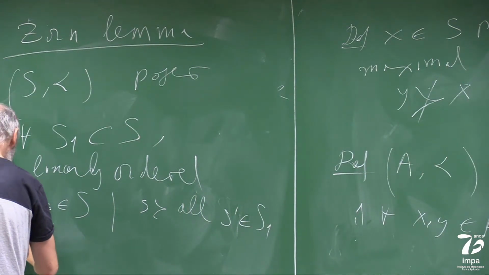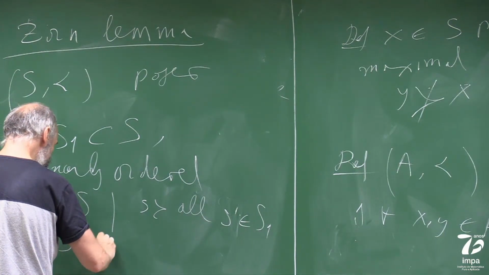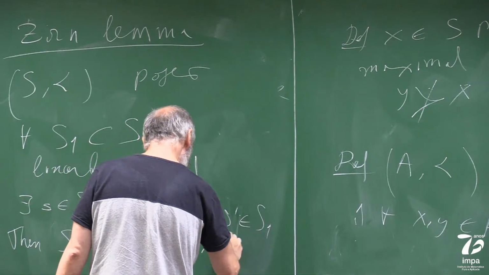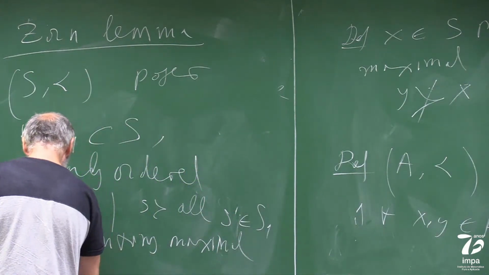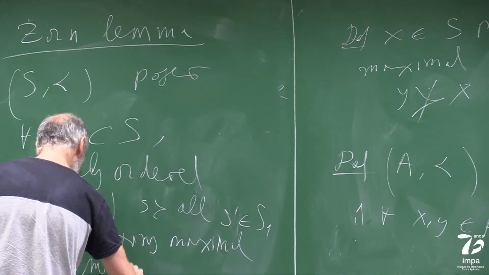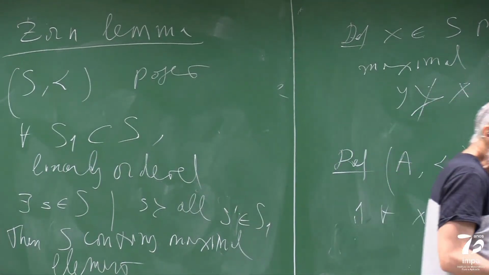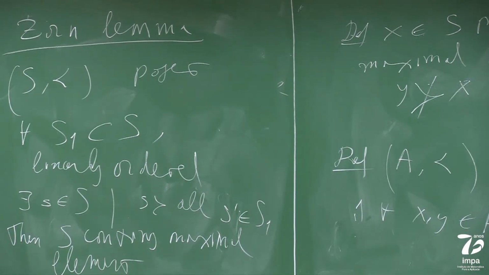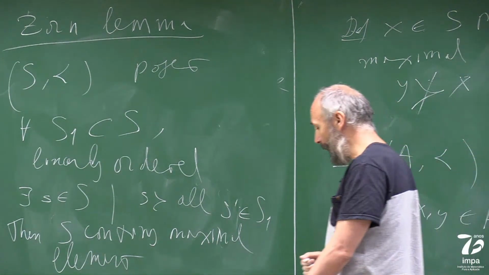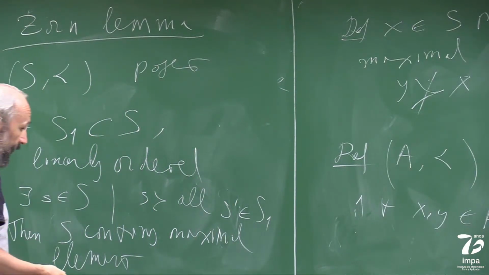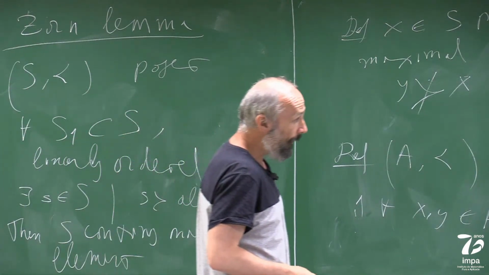Then S contains a maximal element. Generally, you can have no maximal element. For instance, consider reals. There's no maximal element. Consider natural numbers. There is no maximal element. So existence of a maximal element is non-trivial.